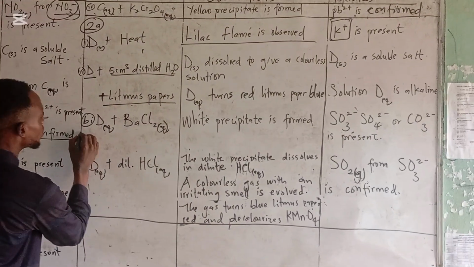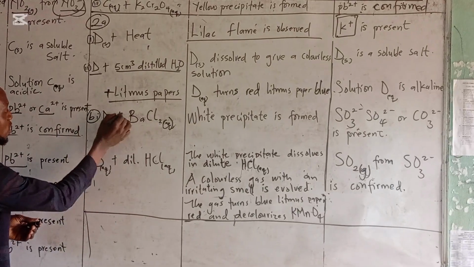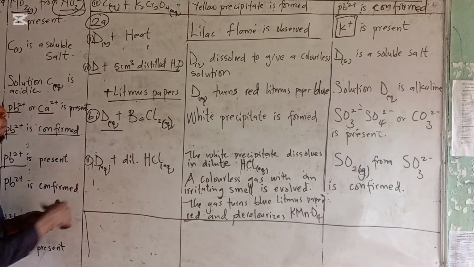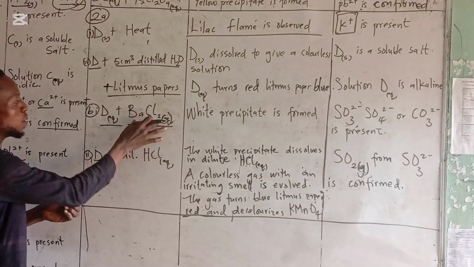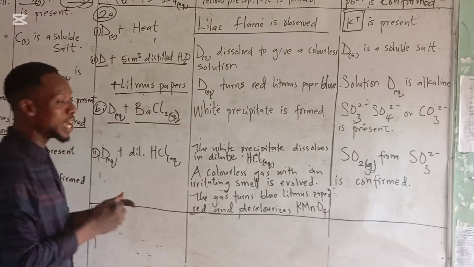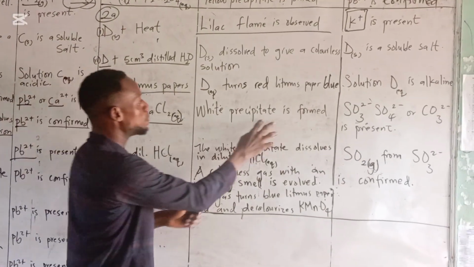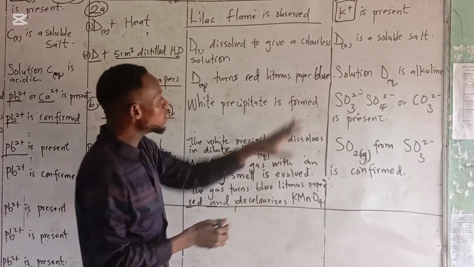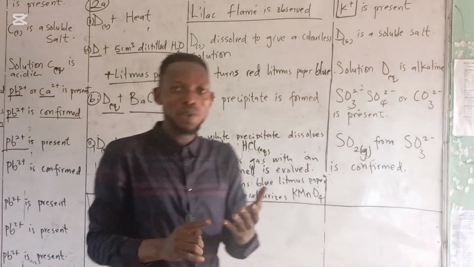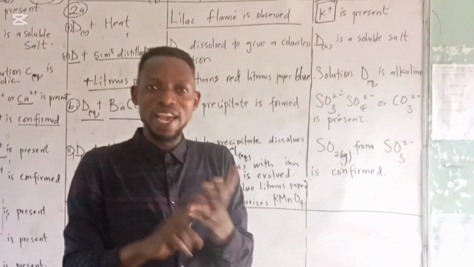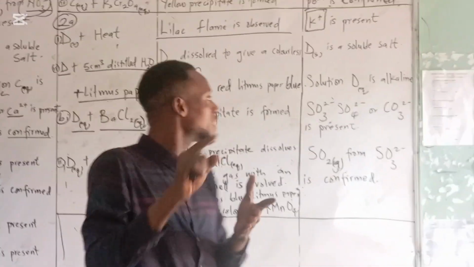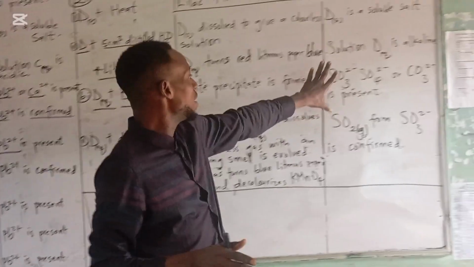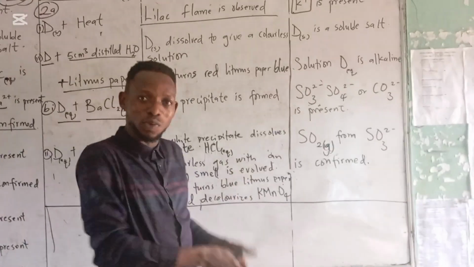Second part of our question says the resulting solution of sample D plus barium chloride, that we should add barium chloride to it. So adding barium chloride to it, what do we have? We have white precipitate formed. This white precipitate formed shows that either we have SO3 2 minus, SO4 2 minus, or CO3 2 minus might be present in this sample D solution.